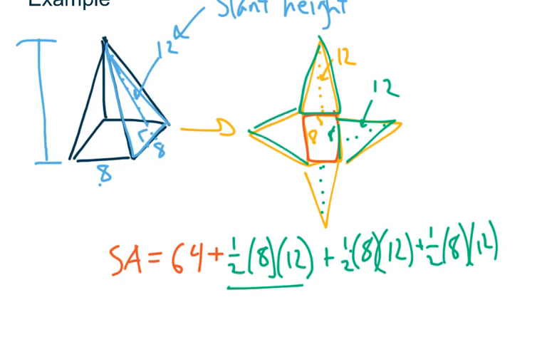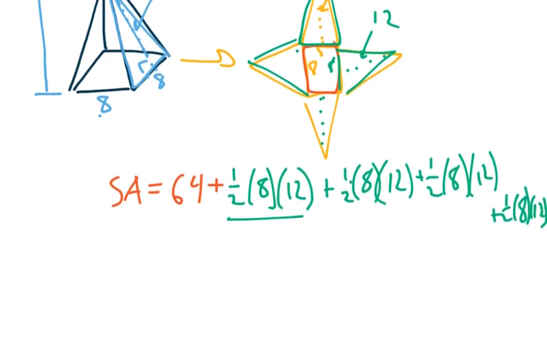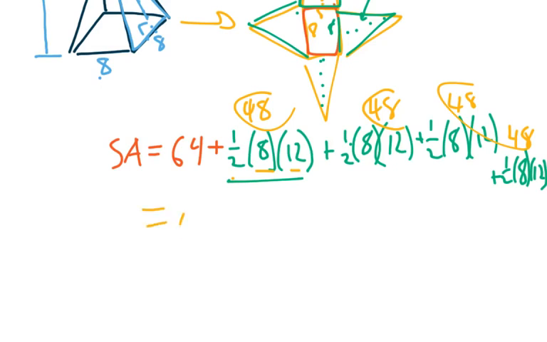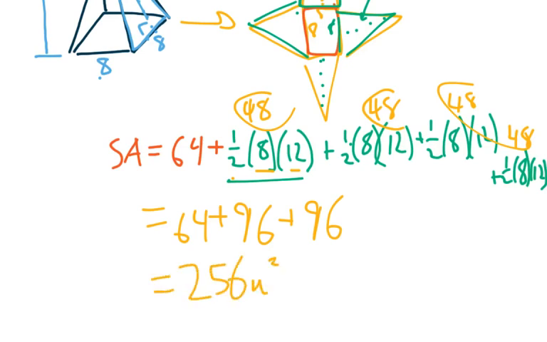Now, you have to be careful if you have a triangular pyramid and perhaps they have different base lengths. In that case, these calculations may be a little bit different. So 1/2, 8 times 12, just snuck it in there. Perfect. So now let's crunch all those numbers. We have 8 times 12 is 96. Half of 96 is 48. So 48, 48, 48, 48. Now, when we add these together, we're going to get 96 and 96. So we have 64 plus 96 plus 96. And that gives us 256 units squared.